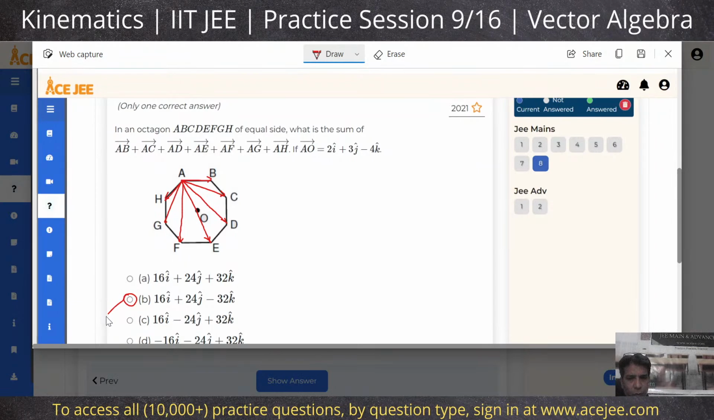Ruchika, beta, let me ask you how you approached it. Sir, AC can be written as AB plus BC. So similarly, AD can be written as AB plus BC plus CD. And sir, we know that EF is the opposite of AB, so EF can be written as minus AB. So when we sum everything, sir, mostly all of them will get cancelled. So we'll get 4 times AB plus BC plus CD plus DE, and that is nothing but 4 times AE. And sir, we know AO, so AE will be double of AO. Sure.